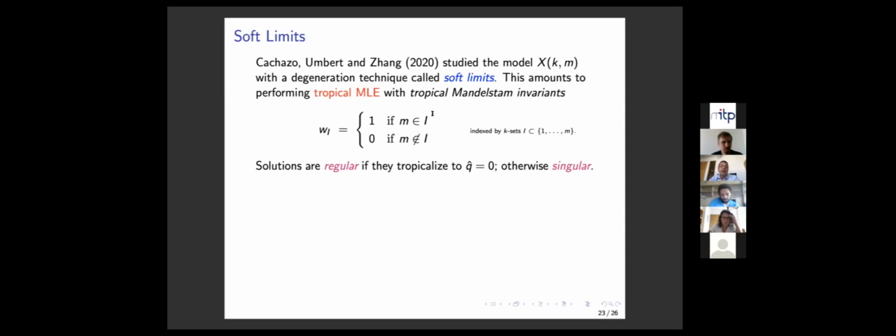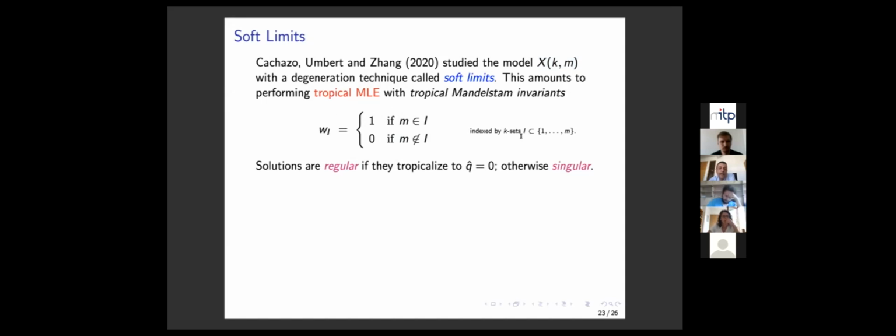Now, a very special case of this is the theory of soft limits from CUZ. This model, XKM, the CEGM model, was studied with a degeneration technique that Cachazo, Early and collaborators called soft limits. This amounts to performing tropical MLE with the tropical Mandelstam invariants given in a very simple 0-1 fashion. Namely, we focus on the last particle labeled M.